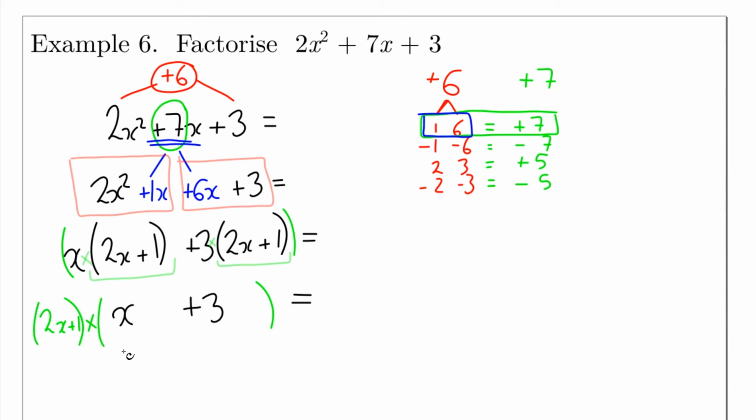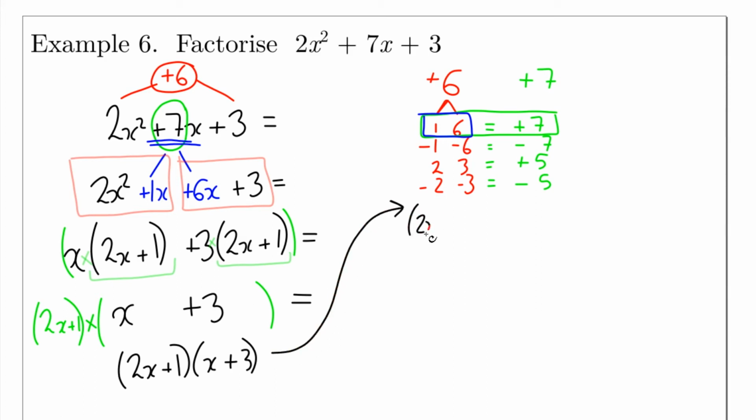So you see that the answer is 2x plus 1 multiplied by x plus 3. Now you could expand this out again to see if you end up with this, and we will do that just now. 2x plus 1, x plus 3.